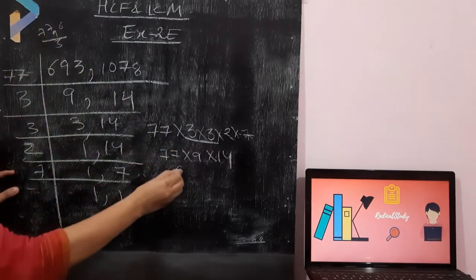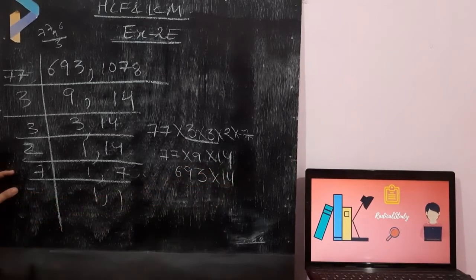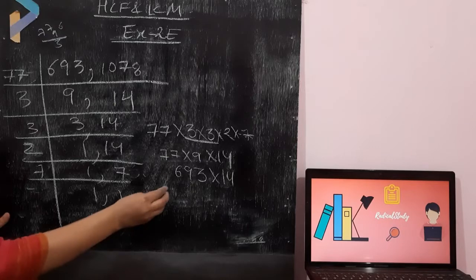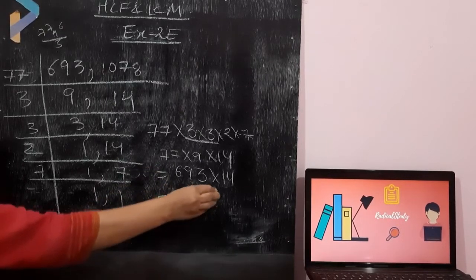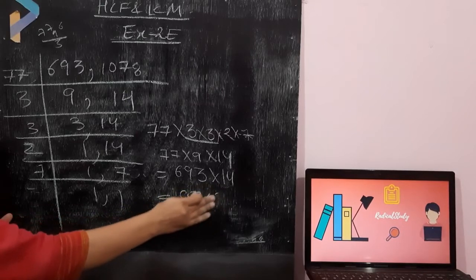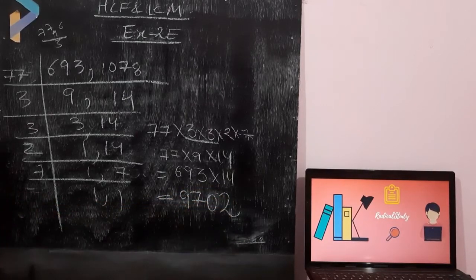So 77 9s are 693. 693 multiplied by 14. What will be the answer, students? When we multiply 693 by 14, we are going to get 9,702. Right, students? This is the LCM of these two numbers.